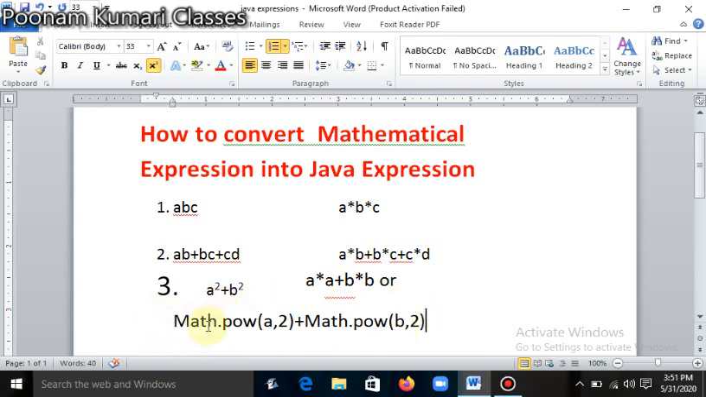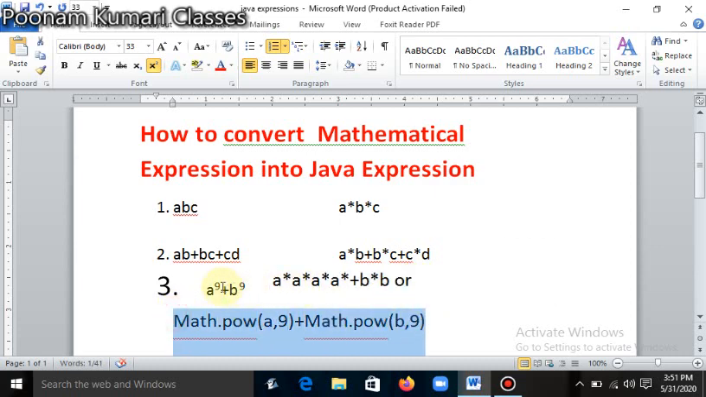So why are we using this one? Sometimes if the power is 9, a power 9, and b power is also 9, then it is difficult to write a multiply a multiply a multiply a nine times. So like that we would have to write 9 times multiply. In place of that, we can write a comma 9, and if b power is also 9, then we can write b comma 9. So clear? You can use this method also, or you can use this method also.